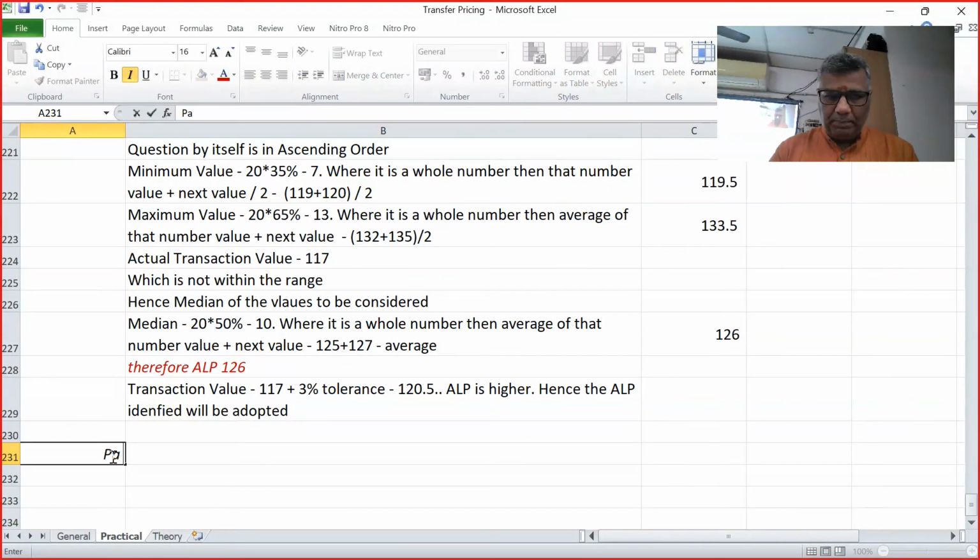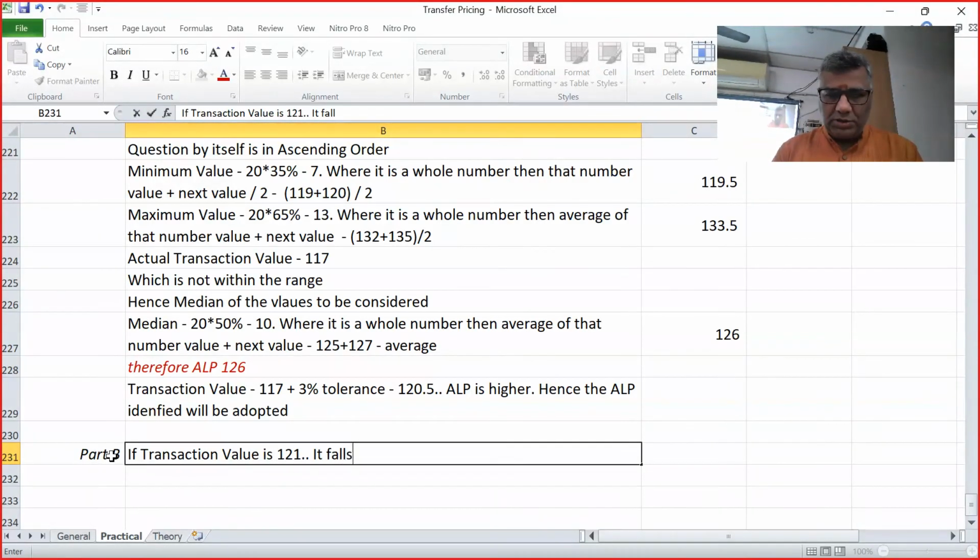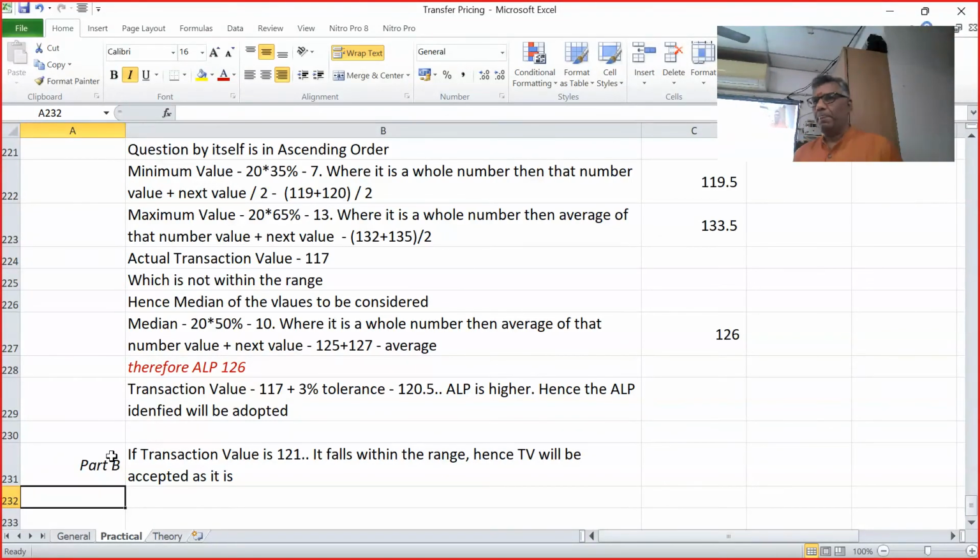One minute, I'll complete part B also. Part B. If the transaction value is 121, it falls within the range. Hence, the price will be accepted as it is. Take your time, write it down.